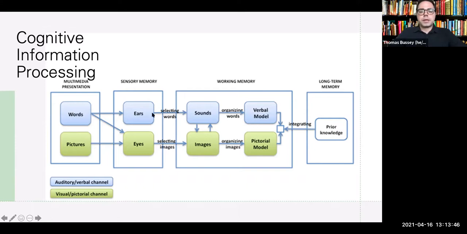Words are going to be sensed through the ears if it's auditory, if somebody's narrating or talking, or words can be presented as text. And if it's text-based, then it's going to be perceived through the eyes. Similar to that, visual representations are also perceived through these visual channels. So the green line here represents the pictorial channel within the brain, and the blue line represents verbal channels. You'll notice that each one of these sense memory sections has a different connection to the working memory system.